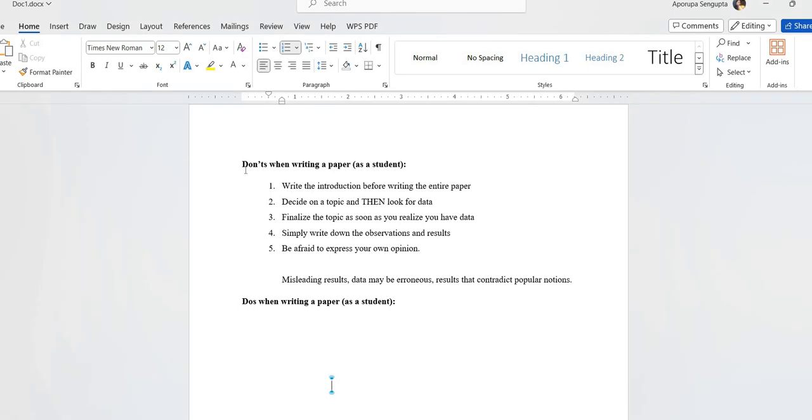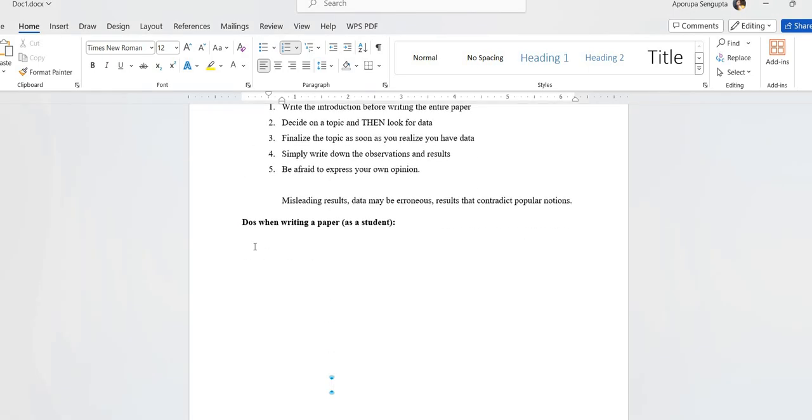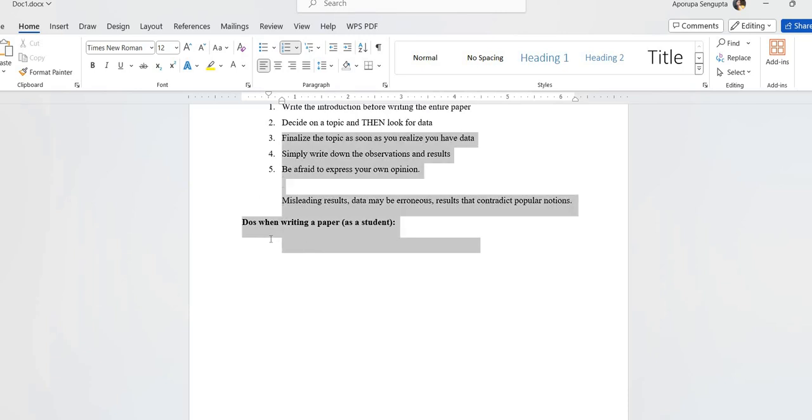So last week we were discussing the don'ts when writing a paper as a student, and in today's video I'm going to be continuing with it and looking at the more positive side. I'm going to be talking about the do's when writing a paper as a student. So let's first start with the first point that we have here.